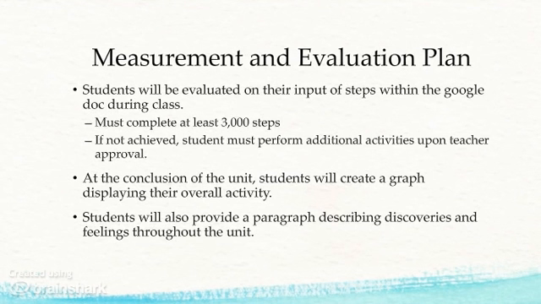If my students do not achieve 3,000 steps, I would actually like them to come up with an activity to present to me to make sure that everything's good to go for them to get those 3,000 steps. So kind of a student choice thing thrown in there. And at the conclusion of the unit, the students will create a graph displaying their overall activity. Students will also provide a paragraph describing discoveries and feelings throughout the unit.